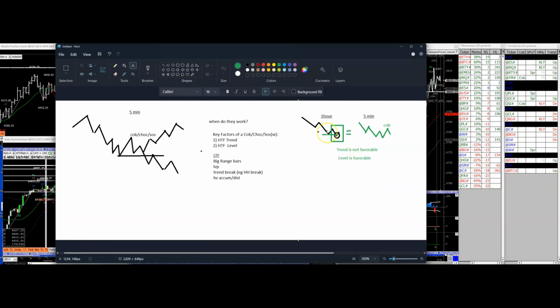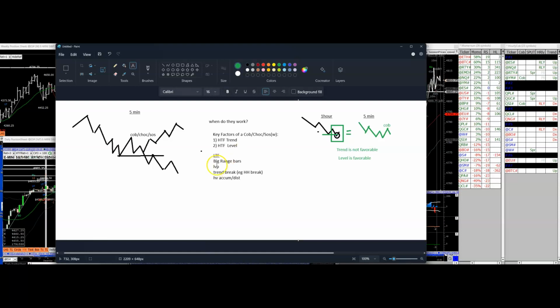Level meaning you have a level. It's not some random place. Oh yeah, no, we don't want to deal with that. All right. So this is the higher time frame thing. Higher time frame: is the trend favorable or not? Is the level favorable or not? If you don't have these two things, you're already at a disadvantage, especially if you're counter trending, because the move is going to go in your favor if you get it, but it's going to be a small move. So you have to know that.